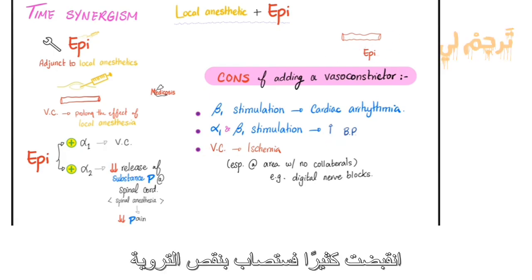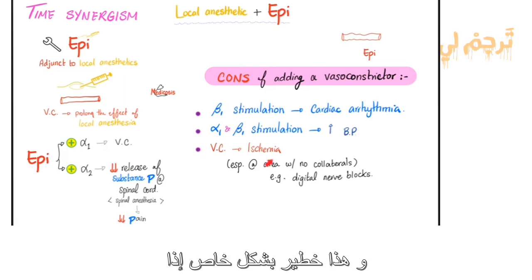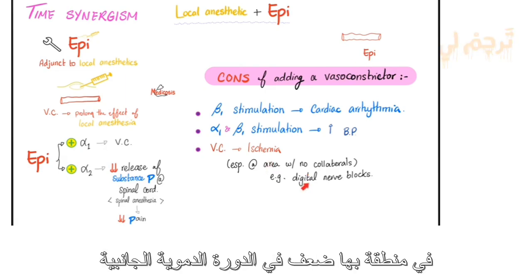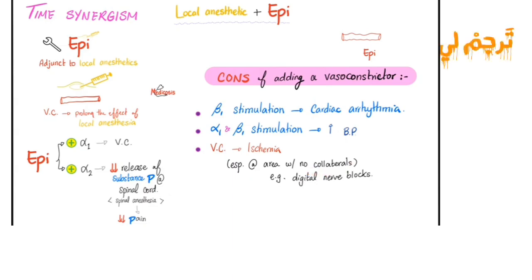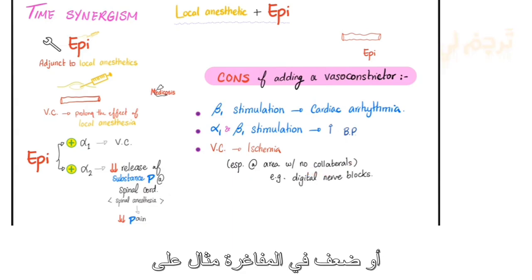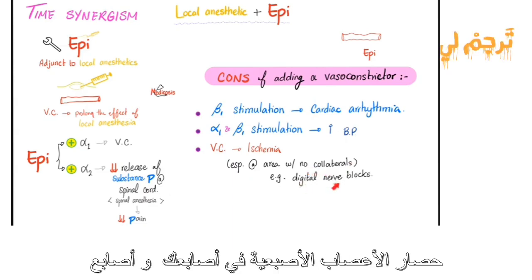Moreover, if you constrict so much, you get ischemia, and this is especially dangerous if you're injecting the epinephrine in an area with poor collateral circulation or poor anastomoses. Example, digital nerve blocks in your fingers and your toes.